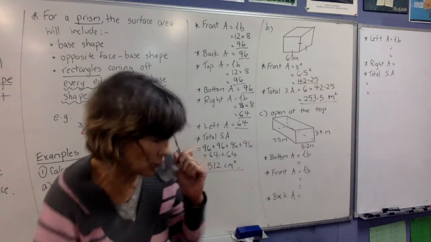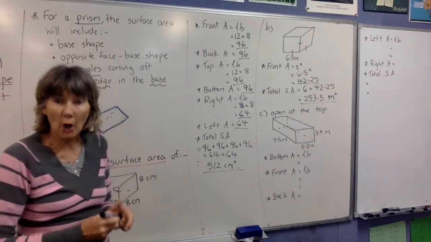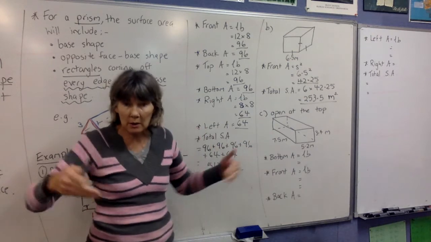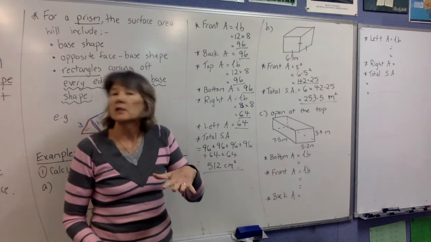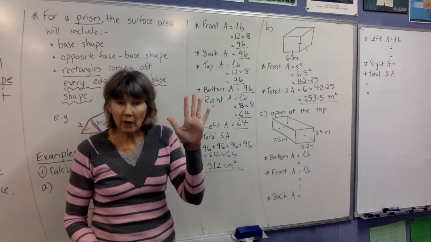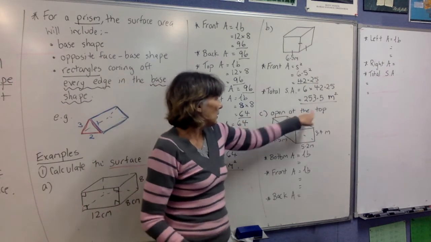Okay, looking at the next question now. Always read what they've written. So it says that it's open at the top. So that means it is open at the top. So it's a box, but there's no lid. There's no top. So that means there's one surface there that we're not finding. So we're going to end up with 5 surfaces this time. So let's see how it works.